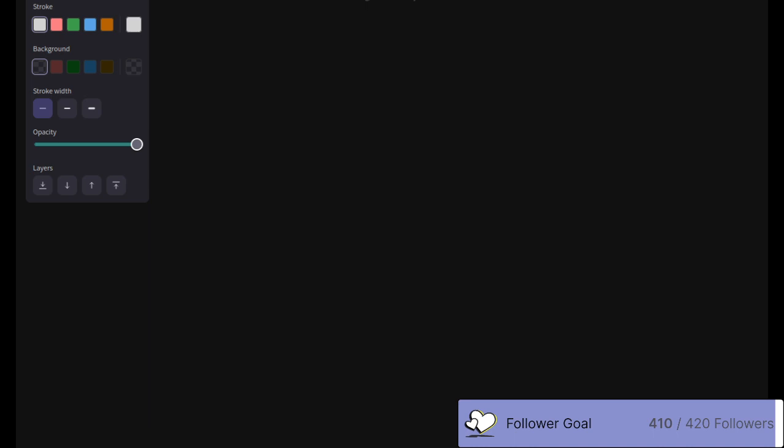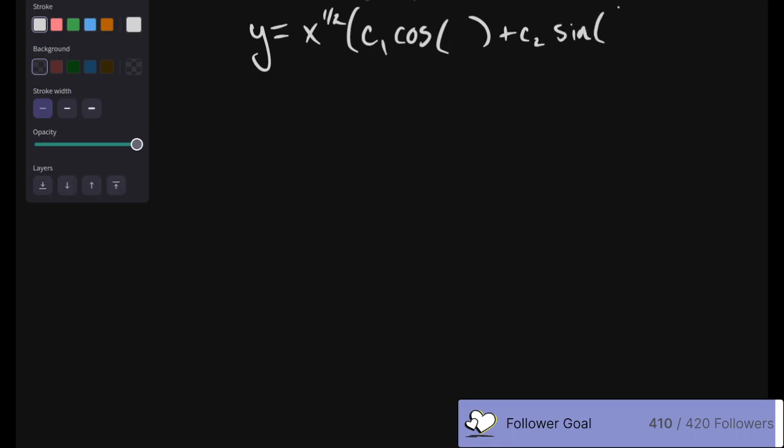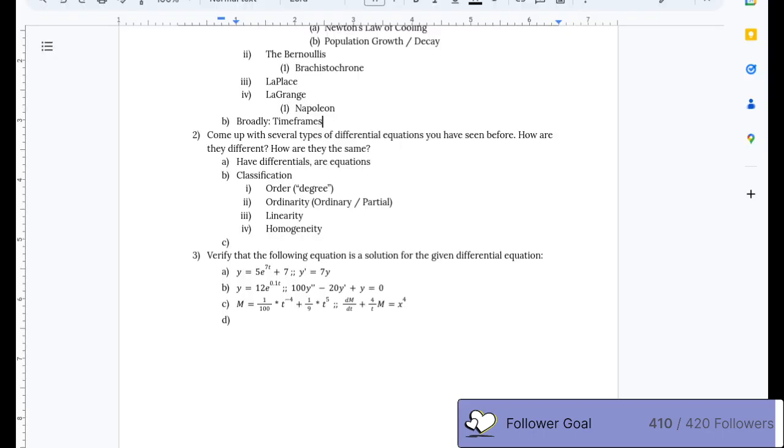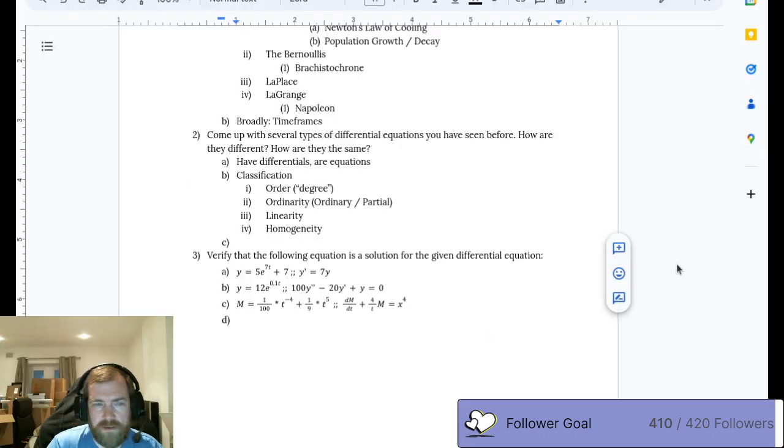Okay. So we said that this is y equals x to the 1/2 times c1 cosine plus c2 sine plus 4x plus 8. And I think that is actually what we've got here.